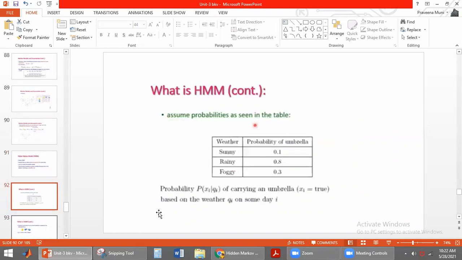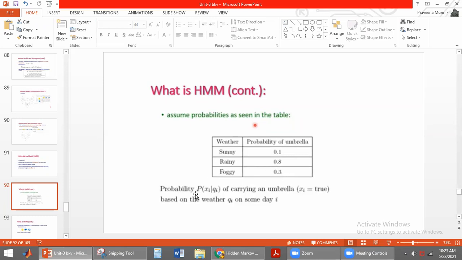Here we have the probability table. It gives the probability of carrying an umbrella based on the weather. If the weather is sunny, the probability of carrying an umbrella is 0.1. If the weather is rainy, the probability of carrying an umbrella is 0.8. What if the weather is foggy? The probability of carrying an umbrella is 0.3.